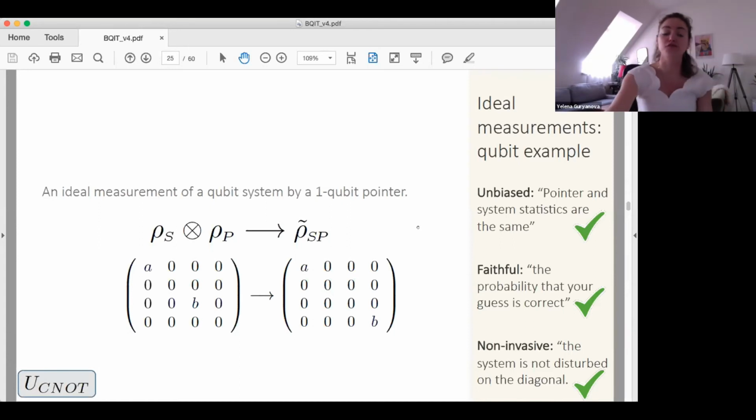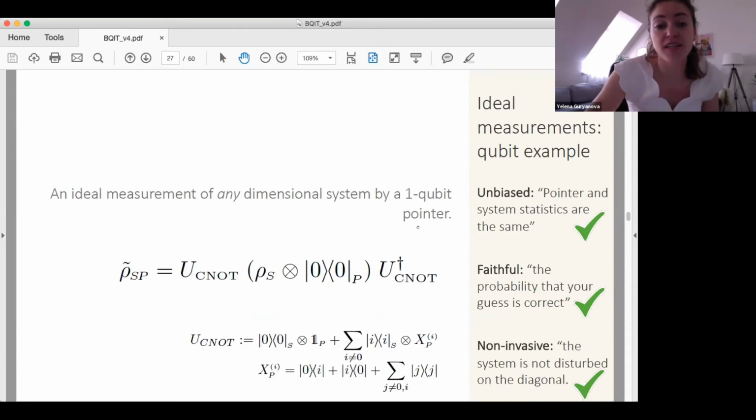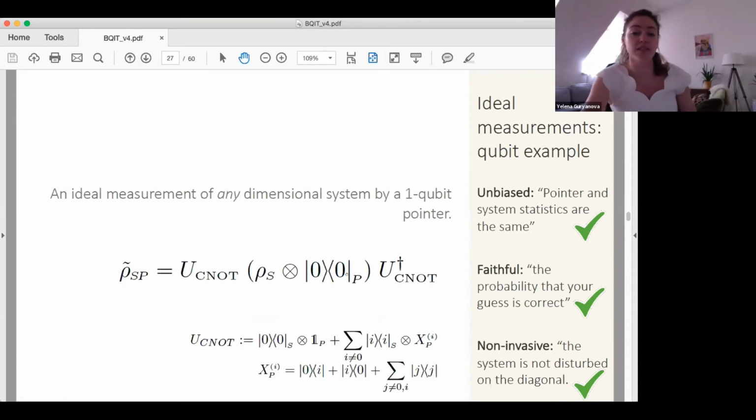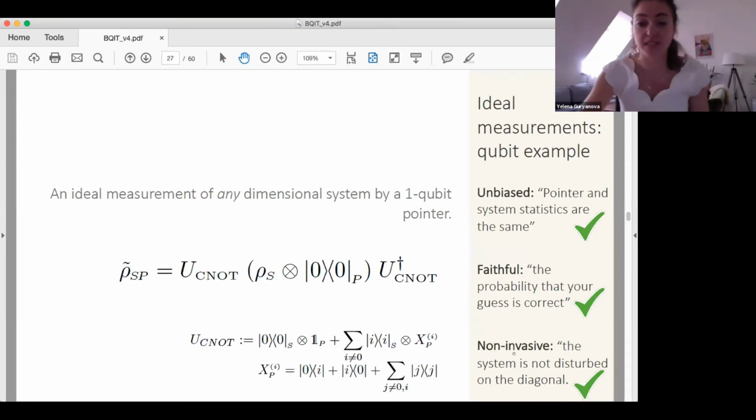And one can check from the mathematical constraints that this interaction, or this measurement, was unbiased, faithful, and non-invasive. And in fact, you can go one step further. You can do this with a system of any size. So I still take my pointer in a pure ground state. It can still be a qubit. And I can take a system of any size, any dimension, any coefficients, whatever, and I apply the generalized CNOT gate, defined here. And I can check all of these properties, and I find I'm done.